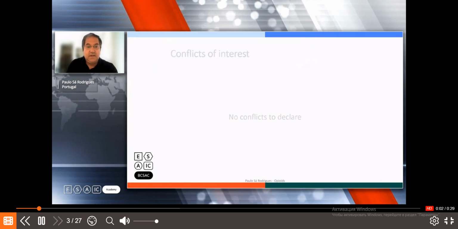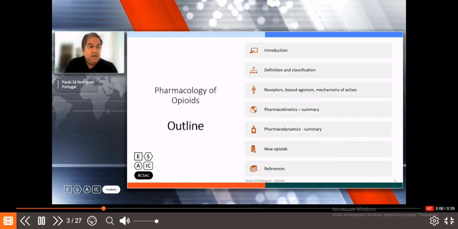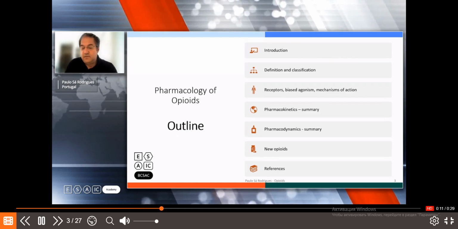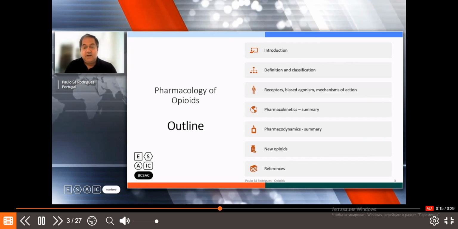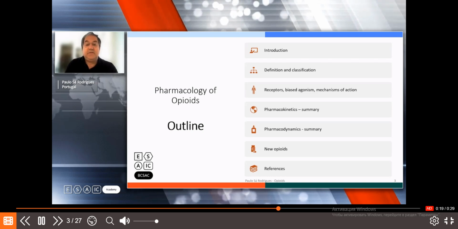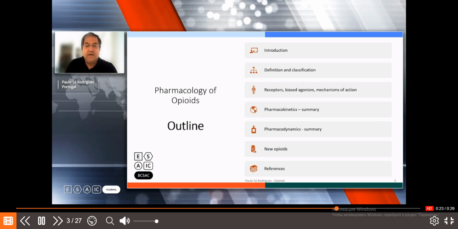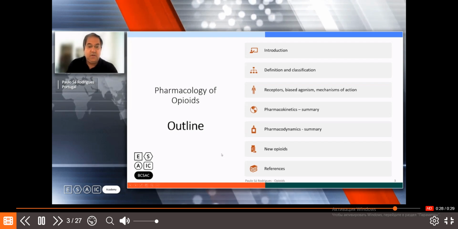Our outline will be the one that is shown now. We're going to go through the definition and the classification of opioids, and then we'll speak about the receptors, some details about biased agonism and the mechanisms of action, and then we'll go to brief summaries of pharmacokinetics and pharmacodynamics and some details about the new opioids.